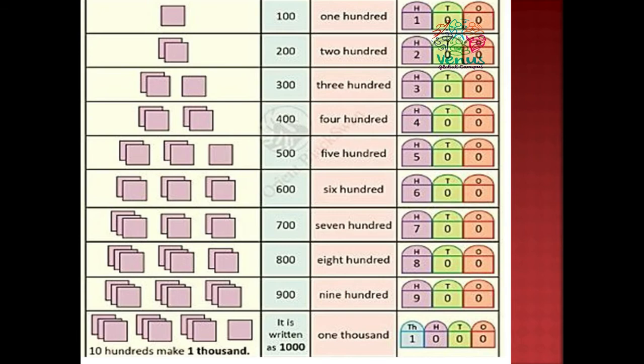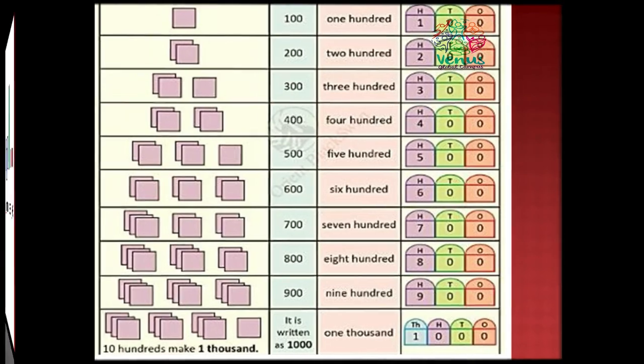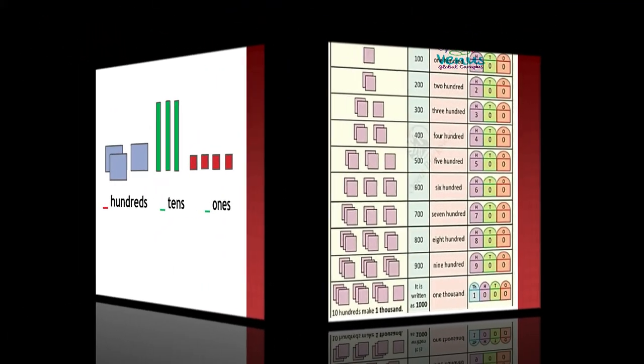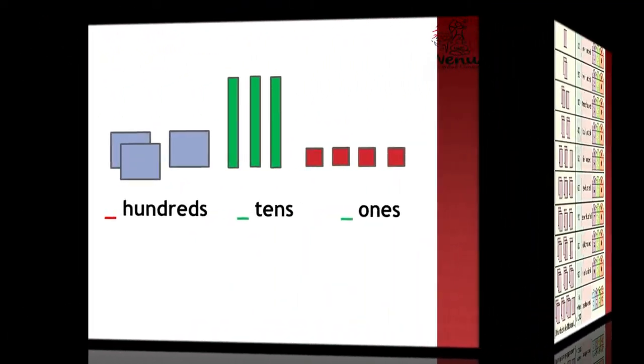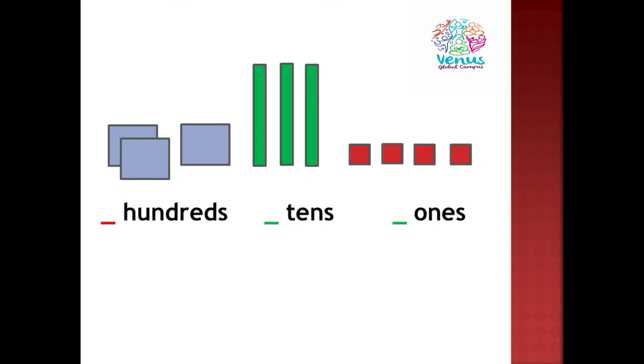1000. See children, 10 big squares make 1000. That is, 10 hundreds make 1000. 1000 we have to write as 1 in the thousands place, 0 in the hundreds place, 0 in the tens place and 0 in the ones place.